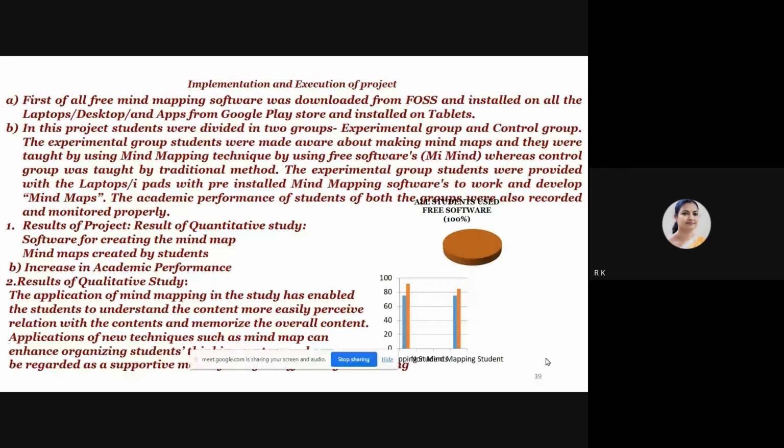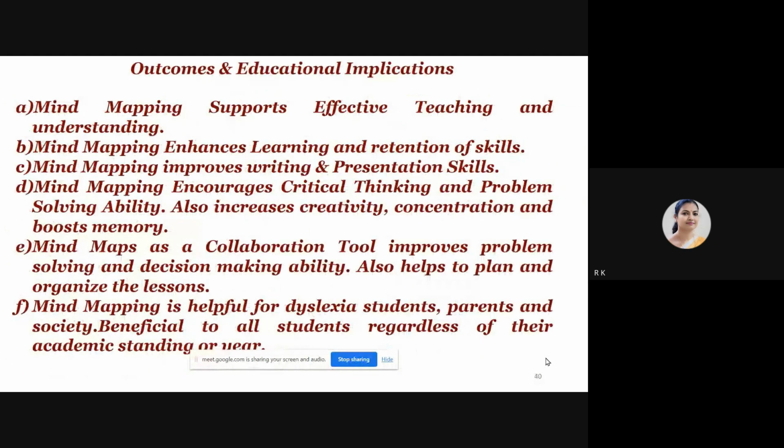Whereas in this project, students are divided into two groups, the experimental group and the control group. We also checked which one is more active and gives a very great learning outcome. Because we used this particular experiment of mind mapping on the experimental group, the students were able to relate to the subjects, they were more active and they were giving better results compared to the control group. So mind mapping enhances learning and retention of the skills.